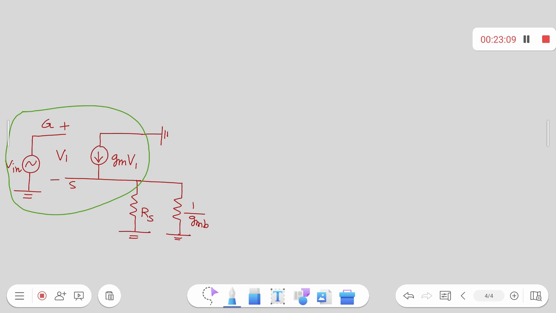What is the mechanism? How can I find out the Thevenin equivalent model? Forget about this RS and 1 upon GM, these two are there in parallel. How to find out the Thevenin equivalent? You have to find out this Thevenin equivalent voltage and resistance, at this source terminal, between this.